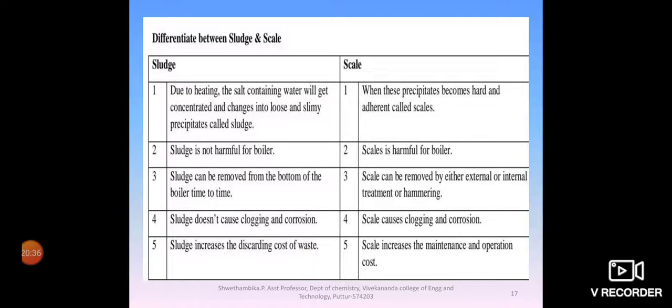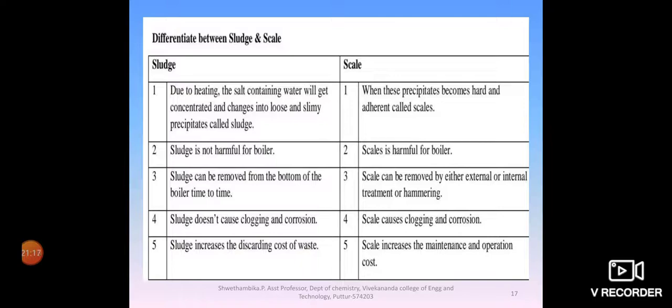And scale is harmful to the boiler. Sludge is not harmful, as written here, in the sense not directly harmful, but slowly it may become scale and cause some harm. Then sludge can be removed from the bottom of the boiler from time to time. Just tap off the sludge because it slowly settles down and you can remove it. But scale cannot be removed by either external or internal treatment. It can be removed by either internal or external treatment, or we may have to go for hammering. Just apply high pressure and make the scale come off the surface.